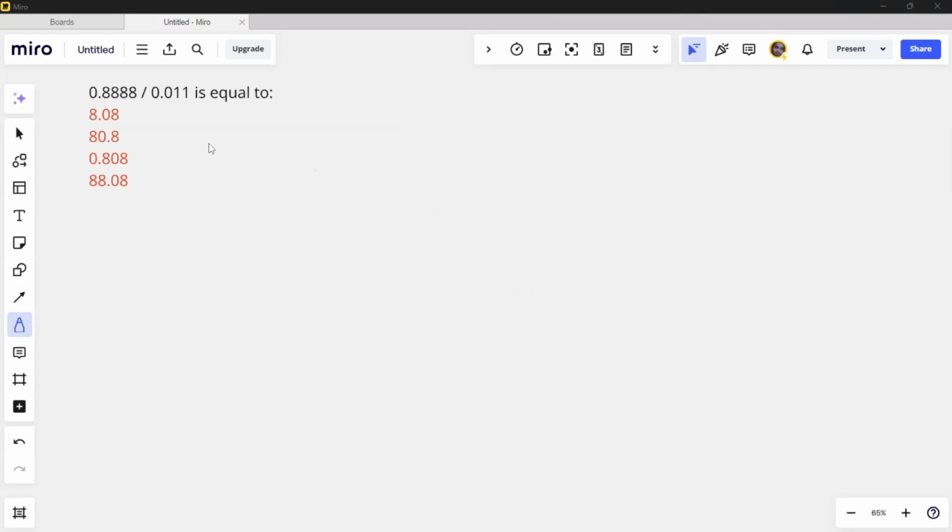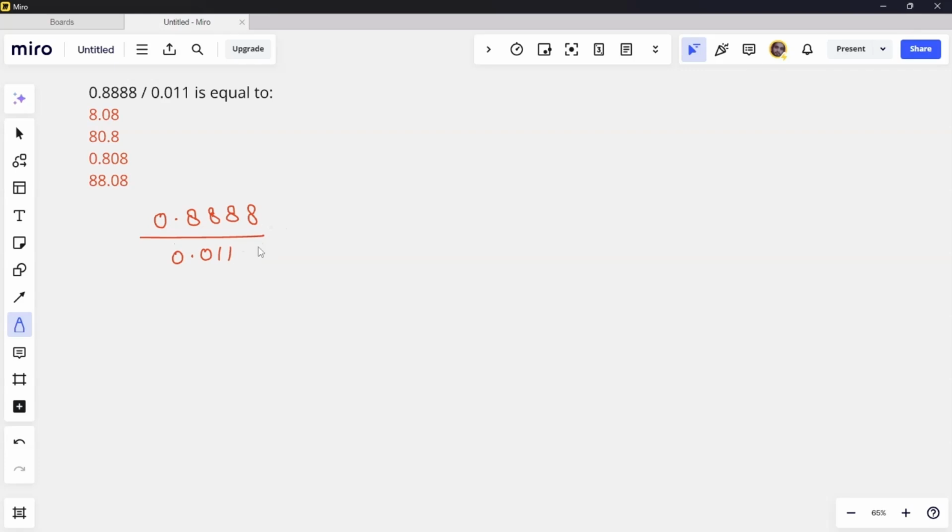As you can see, this is our question: 0.8888 divided by 0.011. Let me write this first: 0.8888 divided by 0.011. If we want to solve this question, we just make it simple by removing the decimals. So how can we remove the decimals from these numbers?